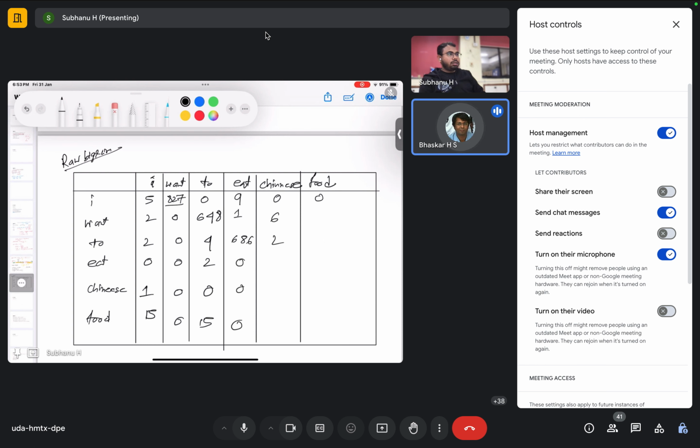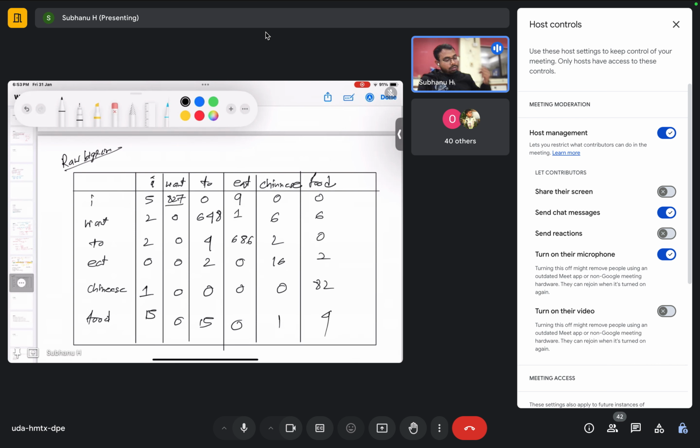Yes, this is based on a particular corpus. I am just giving you a snapshot of the corpus, nothing else. But in many corpora you can find a similar structure. So this is a raw bigram table. This is how the raw bigram table is generated.